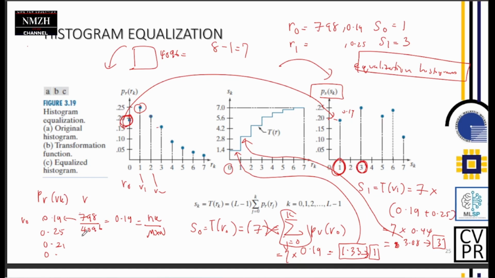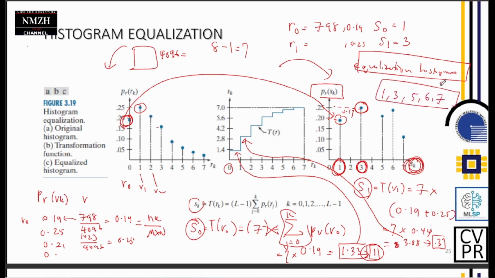So R1 is 1023, 4061 is 0.25. So basically 0.25 is the second value. So right here, with regards to the S1 is 3, so 3 is basically the value for SK. Okay, so then this one, the 1 is basically standing for here, S0, right? So until the end, basically we can plot the 1, 3, 5, 6, and 7 only for 8 bits. Okay, so the rest would not be displayed in histogram equalization.